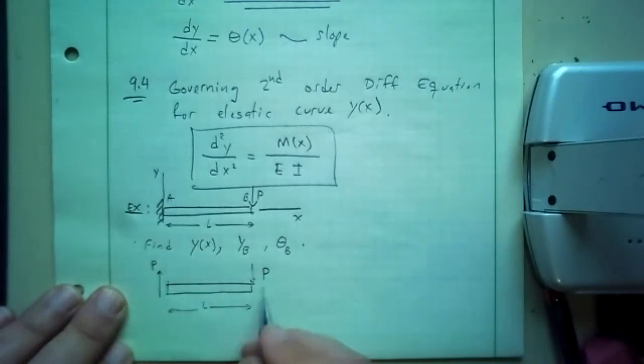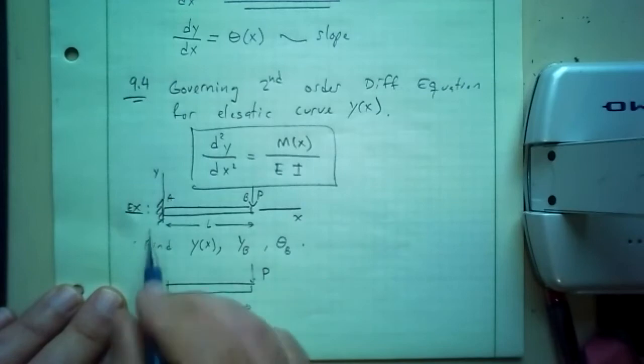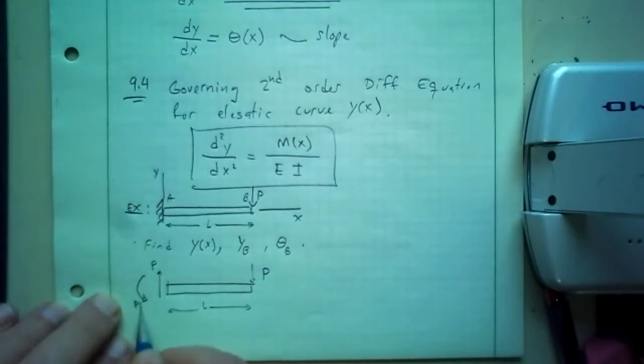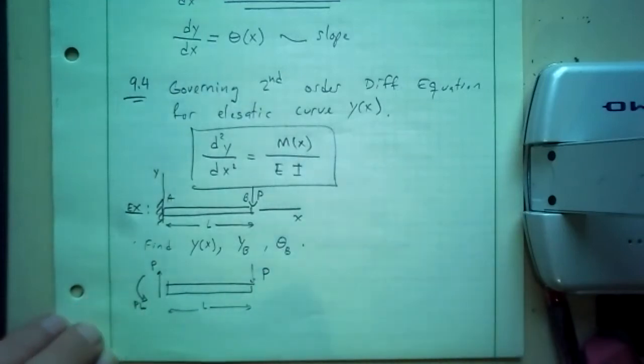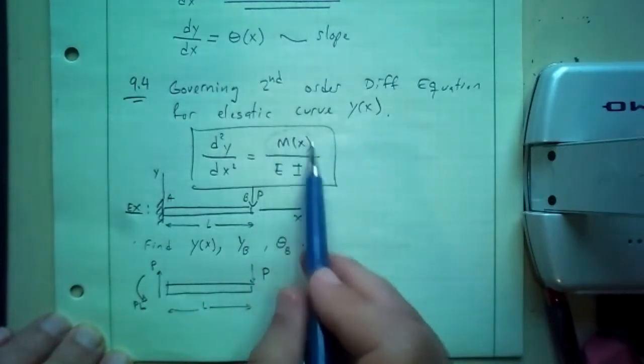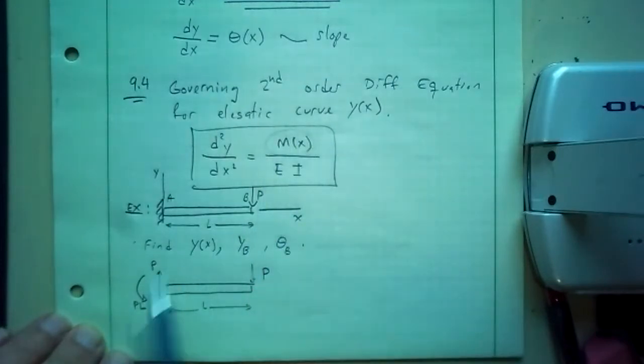There will be a P equal and opposite to that. This produces a moment. There's a reaction moment that this type of support produces. P times L clockwise, there'll be a P times L counterclockwise here. So that's the reaction moment, that's the reaction force. In this equation, this is the internal moment as a function of the length.